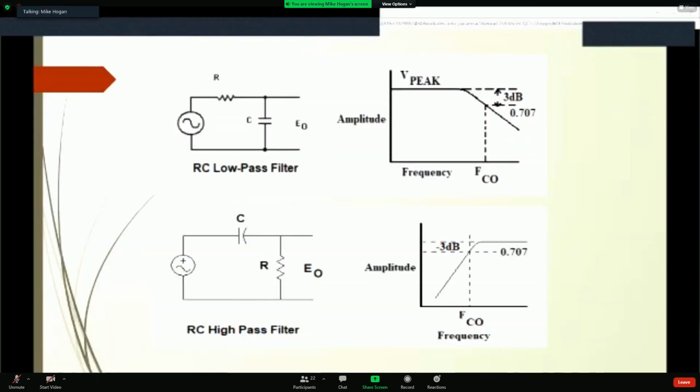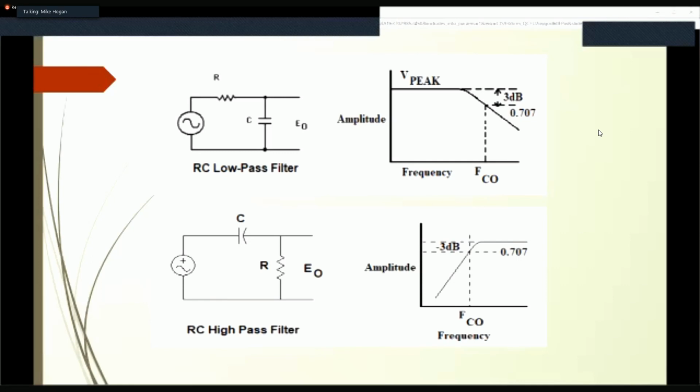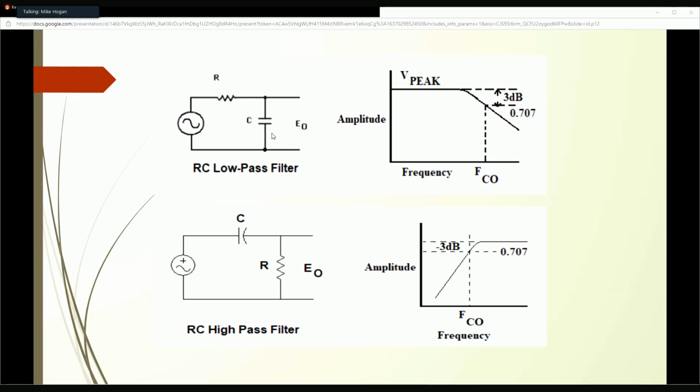All right, so let's take a look at, just like we did for an inductor, pretty much the same deal. We've got a resistor and now a capacitor. So this is an RC circuit. You've got an RC low pass filter and an RC high pass filter.